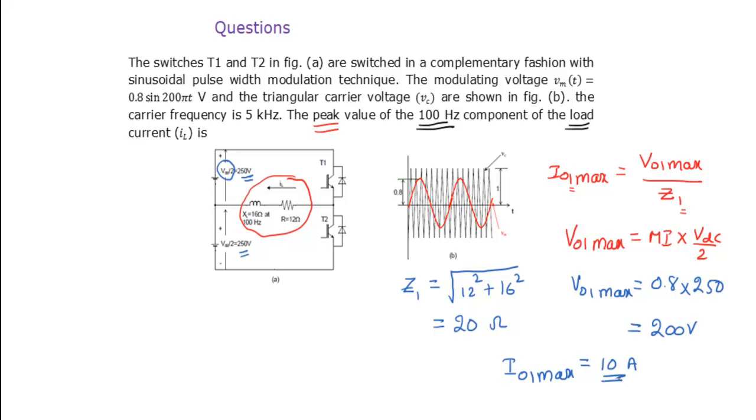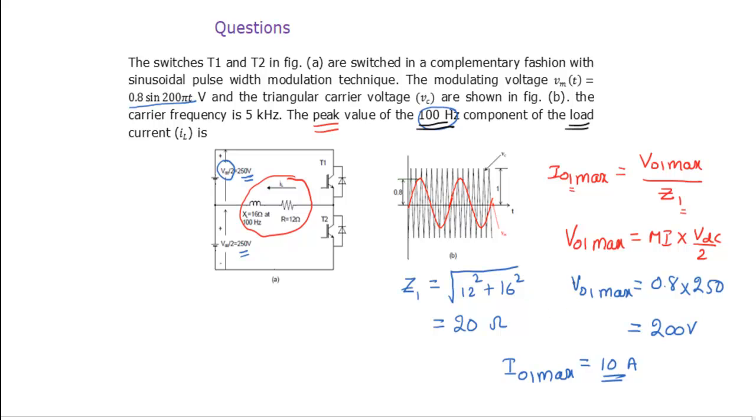So here we need to calculate the load current max value for the fundamental frequency. That means the peak value of the 100 Hz component, which is the fundamental component frequency. How to get that? We need to look at the modulating signal. That frequency is the same as the load frequency. Remember two things: load frequency is set by the modulating signal frequency, and the carrier signal is the switching frequency, at which the switches will be turning on and turning off.